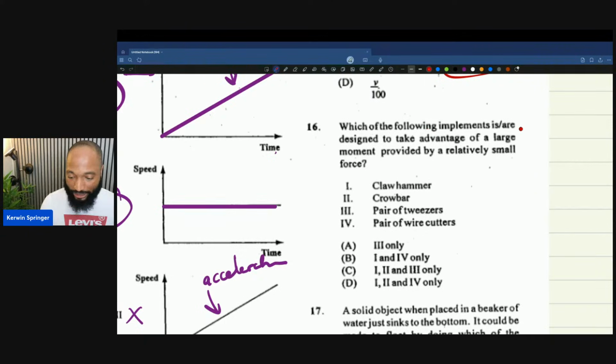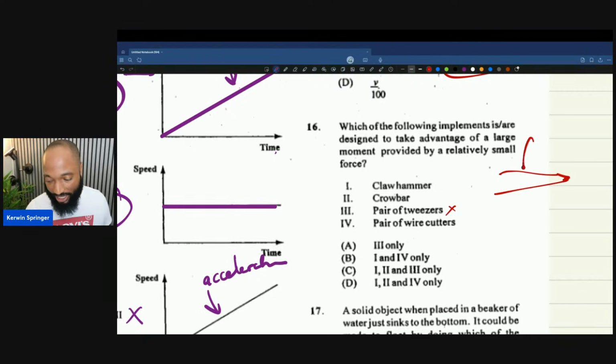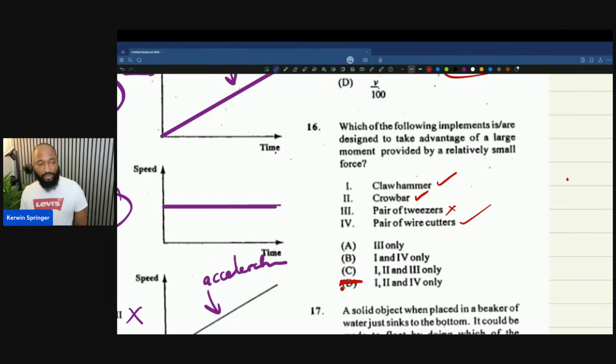Which of the following implements is or are designed to take advantage of a large moment provided by a relatively small force? So basically, a force multiplier. The force is being multiplied across a distance. It's not a tweezer. A tweezer, the pivot is on this side, and this is your force here. So it's actually the other way around. A tweezer is for dexterity. Crowbar works, claw hammer works, pair of wire cutters even works. So 1, 2, and 4 is the answer for this, and this is a very popular question as well.